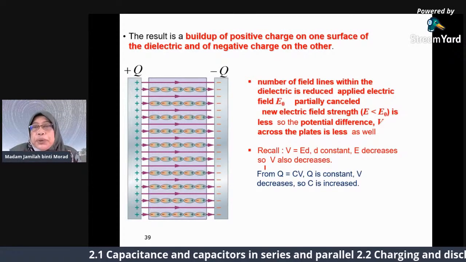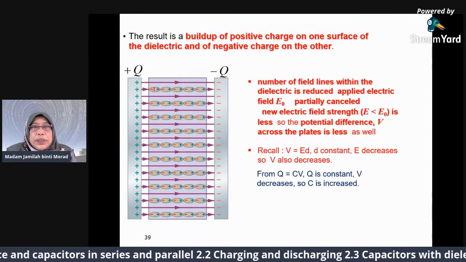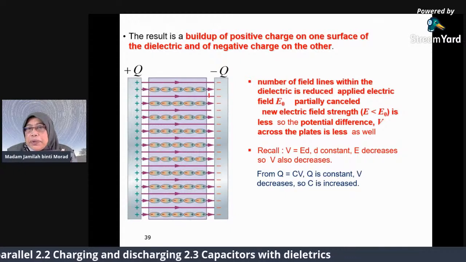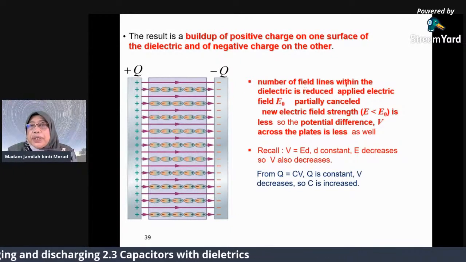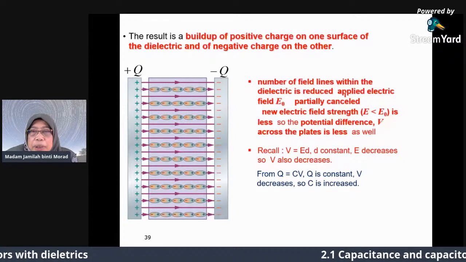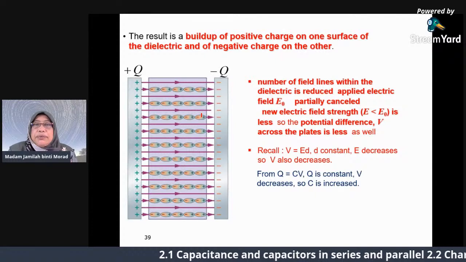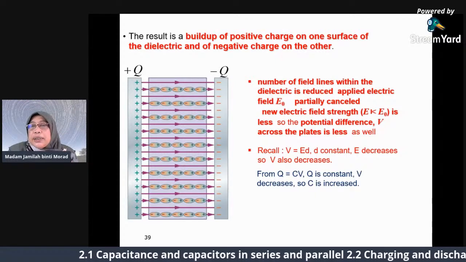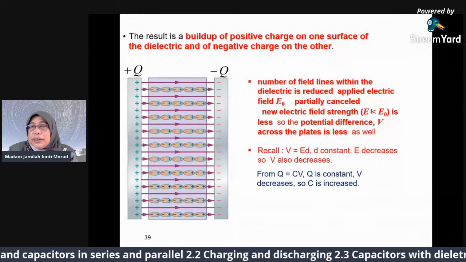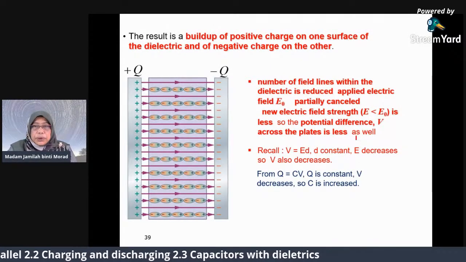So what happened to the electric field line? Electric field line here from positive to negative terminal of your capacitor. The number of field lines inside the dielectric is reduced. Conceptual question: when you insert the dielectric, the electric field will reduce. Your electric field, when you have the dielectric, E is less than E naught, E in vacuum.